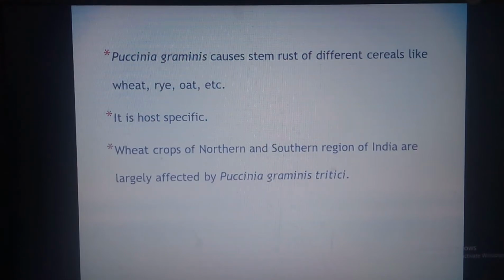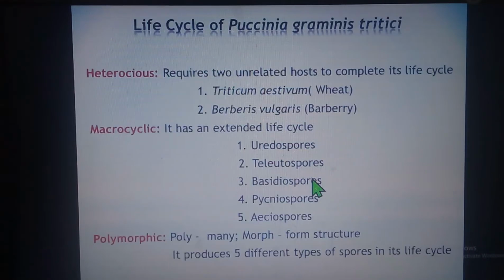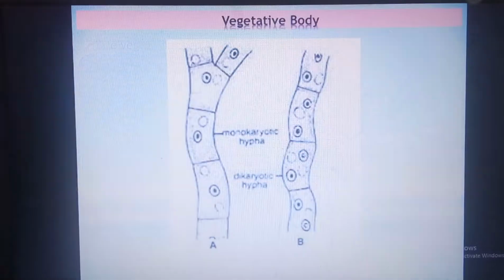The wheat crops of the northern and southern regions of India are largely affected by this pathogen, Puccinia graminis tritici. So we are going to take a look at its life history.